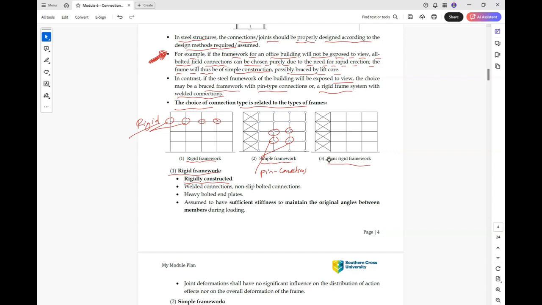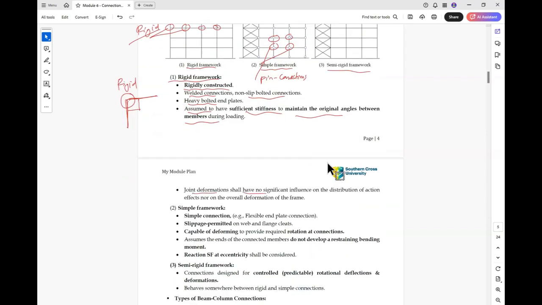Okay, so for rigid connection, welded connection or non-slip bolted connection are preferable. Heavy bolted end plates are preferable, assumed to have sufficient stiffness to maintain the original angles between the members during load. Because as you know, when you design a rigid connection, the angle between the members needs to remain the same after loading. So that's why we need sufficient stiffness of the connection.